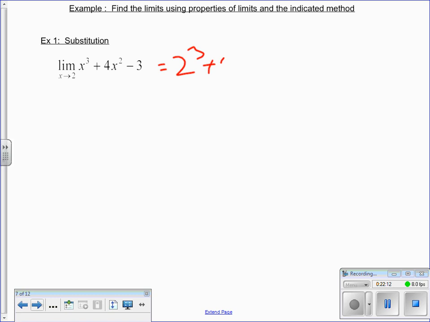2 cubed plus 4 times 2 squared minus 3. 8 plus 16 is 24, minus 3, get 21. So the limit as x approaches 2 of x cubed plus 4x squared minus 3 is 21. Easy peasy. Like I said, you'll love polynomials. You just plug it in, you can just do substitution, no problem. Okay? Questions?